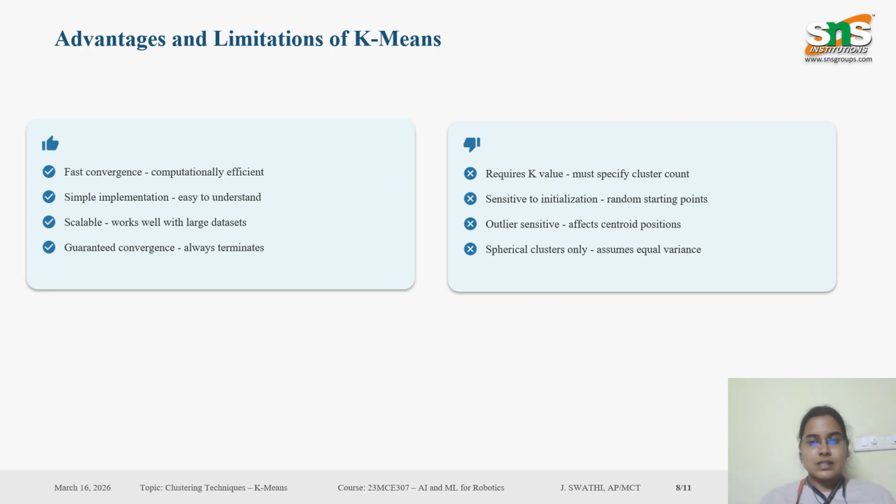In the next lecture, we will discuss the density-based clustering method, which is another type of unsupervised learning clustering.